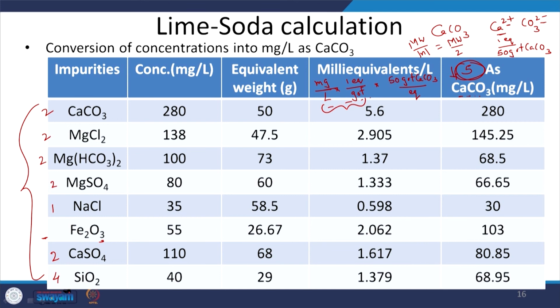From these two, I will get the fourth column. Multiplying the fourth column by this, I will end up with the fifth column. So all the units are now expressed as CaCO3. Obviously, CaCO3 280 milligram per liter will be as CaCO3 itself. So that's something to keep in mind. So let's move on and see what else we have.